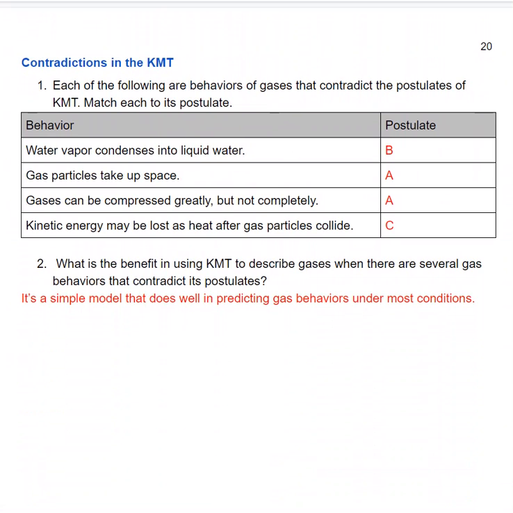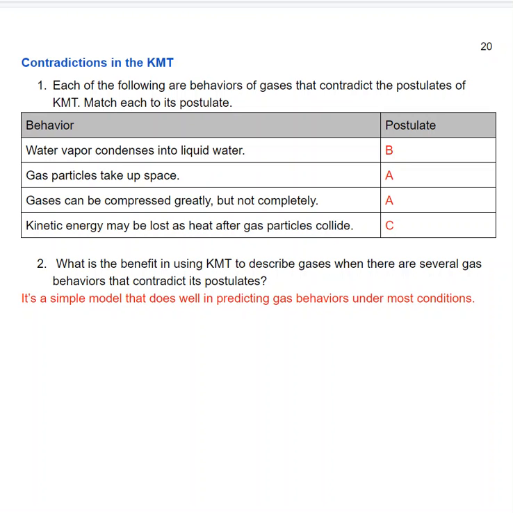So each of the following are behaviors of gases that contradict these postulates that we just went over. So we know that water vapor condenses into liquid water. So postulate B, which says there's no intermolecular attractions, can't really be true. Particles take up space and they can be compressed greatly but not completely. And this is going to contradict postulate A, which assumes that the volume of the particles is so small compared to the volume of the gas that it might as well be zero. And kinetic energy may be lost as heat after particles collide.